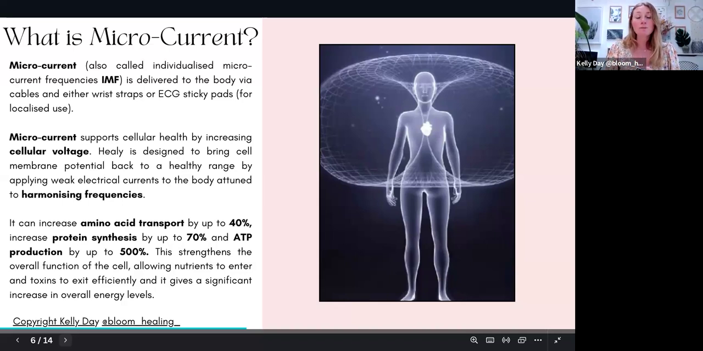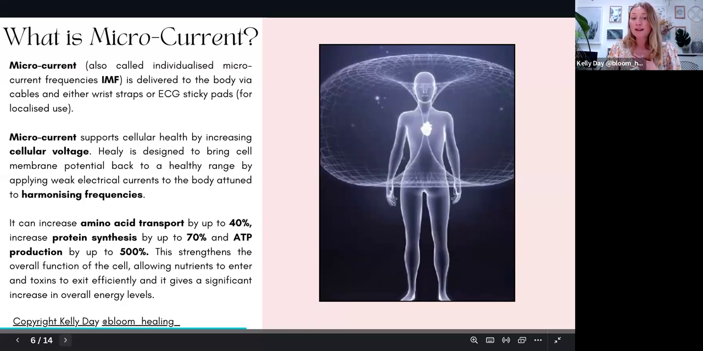So microcurrent supports cellular health by increasing the cellular voltage. The Healy is designed to bring cell membrane potential back to a healthy range by applying weak electrical currents to the body attuned to harmonizing frequencies. So it's delivering frequency via very low current directly into the cells of your body. This has been shown to increase amino acid transport by up to 40%, increase protein synthesis by up to 70%, and ATP production by up to 500%.